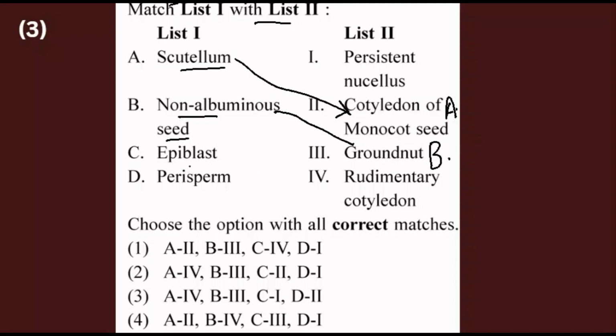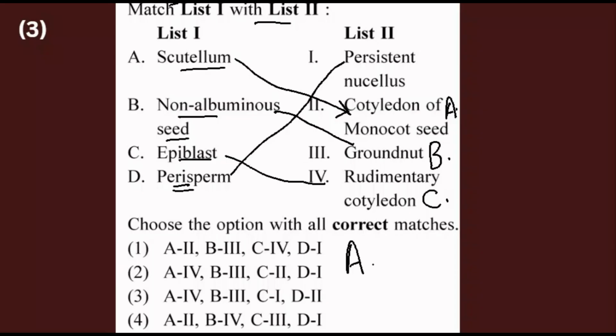The next is epiblast. Epiblast is a rudimentary cotyledon. If you don't know this, just leave it. You can proceed towards the next. Next is perisperm. Perisperm is persistent nucellus, even when the seed matures. So these should be the answer.